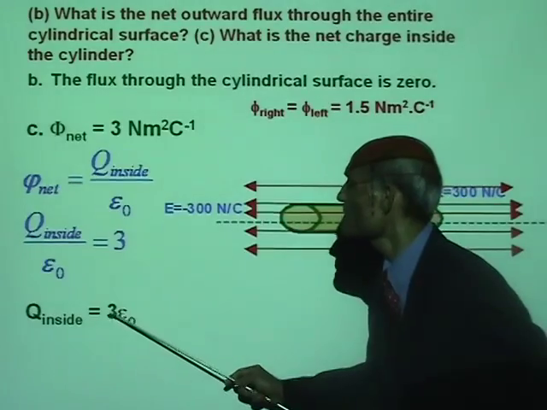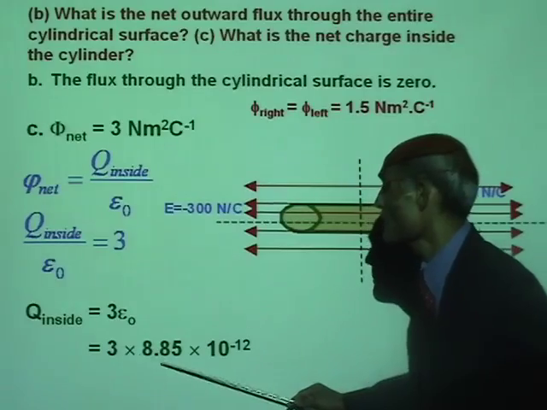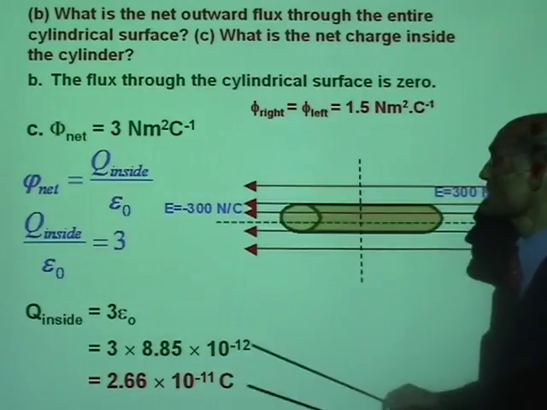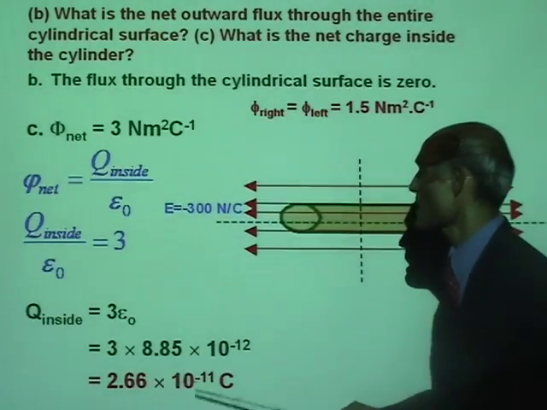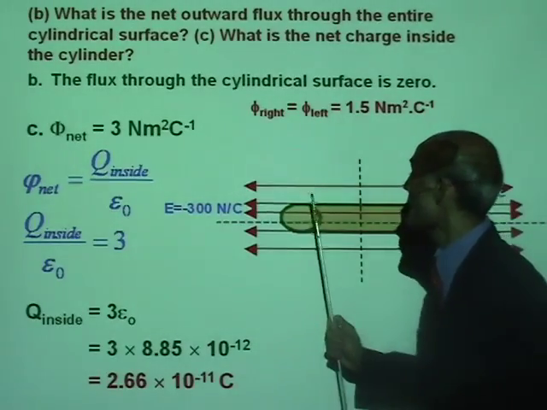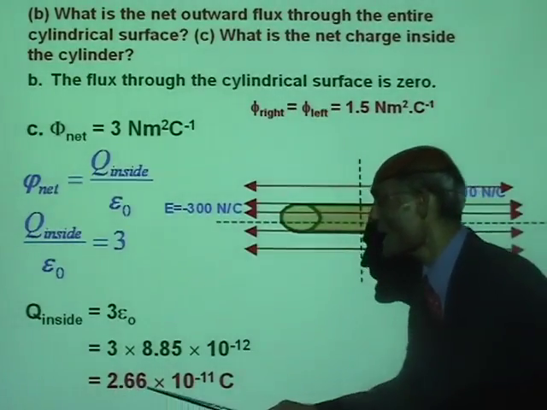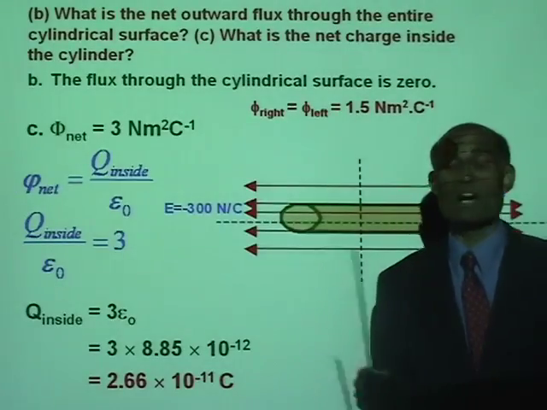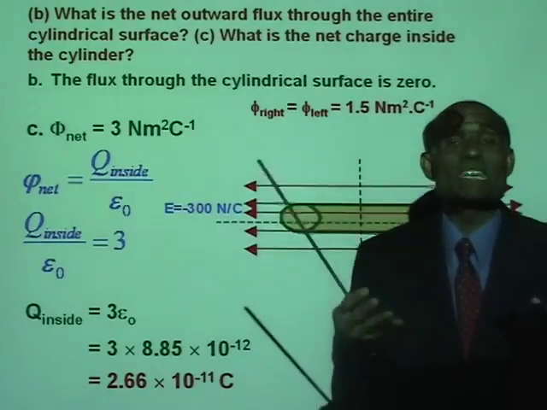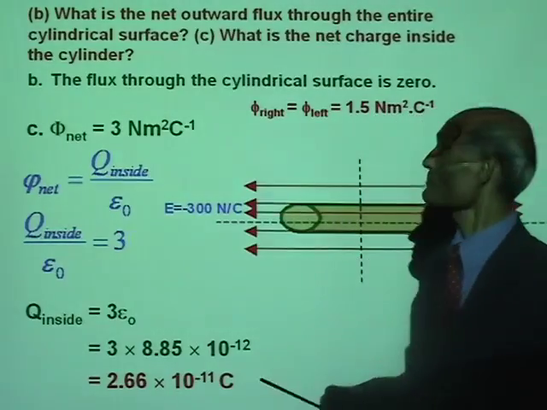Therefore q inside will be 3 epsilon naught, and we know the value of epsilon naught, 8.85 times 10 to the negative 12. Therefore q inside is 2.66 times 10 to the negative 11 coulombs. So obviously this electric field is due to a charge at the origin which has this value. That is the amount of charge inside that cylindrical surface. You see, Gauss's law is a very neat way of calculating electric fields and electric charges.